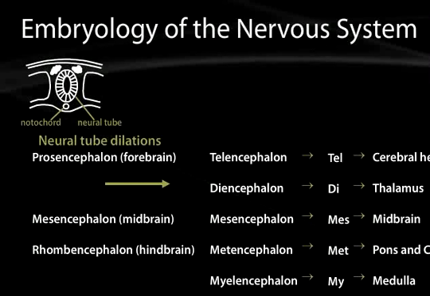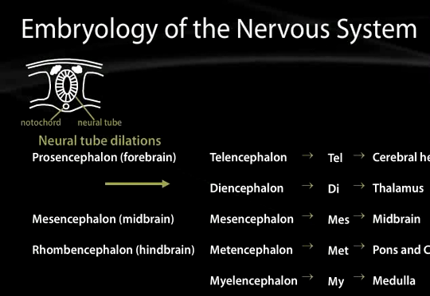The mesencephalon remains the same, but the rhombencephalon divides further. The rhombencephalon will divide into the metencephalon and the myelencephalon. So there we're left with telencephalon, diencephalon, mesencephalon, metencephalon, and myelencephalon.